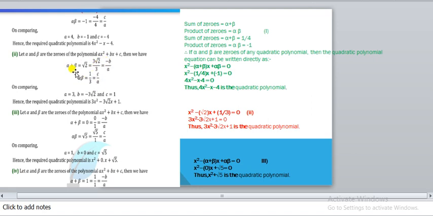So alpha plus beta is what? Minus b upon a, and alpha into beta is what? C upon a. On comparing, you can see here a value is 3, and b value is minus 3 root 2, and c value is 1. So on comparing, you put in the equation ax square plus bx plus c equal to 0. So you will get a into x square, that is 3 into x square, minus 3 root 2 into x plus 1, that is c.